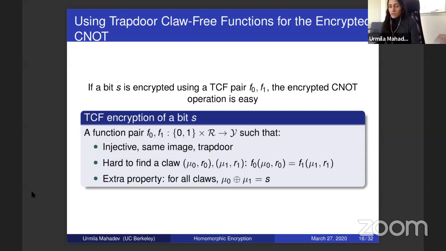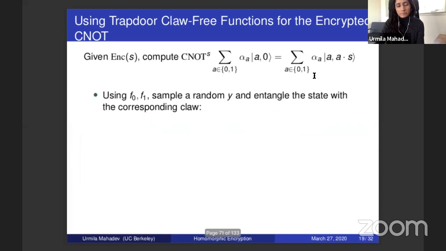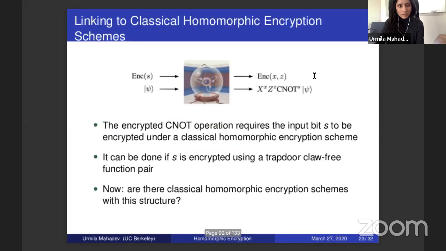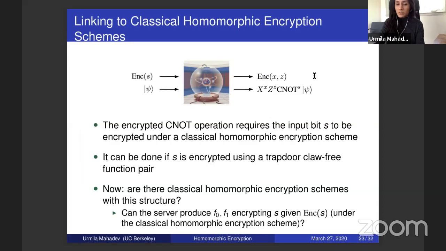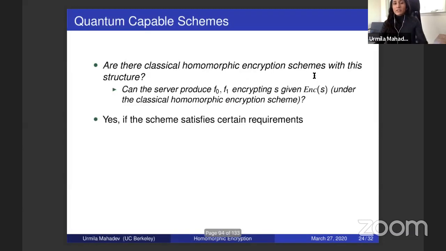Okay, so I'll continue now to linking this to classical homomorphic encryption schemes. The question here was whether there exist classical homomorphic encryption schemes for which the server can take as input the encryption of a bit S under that scheme and convert it to a TCF encryption. So it can take as input the encryption of a bit S and produce public descriptions of the functions F0 and F1 for which each claw hides the bit S. And it turns out that there are classical homomorphic encryption schemes for which this conversion is possible. That's what I'm going to show you next.